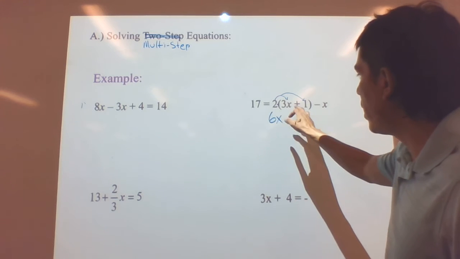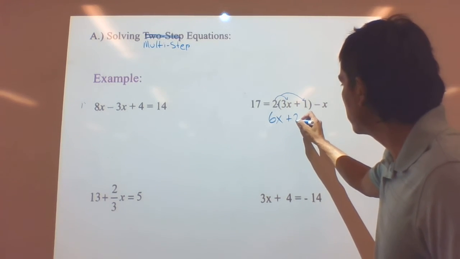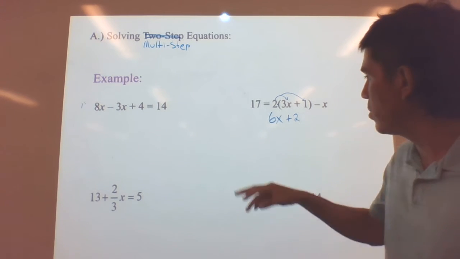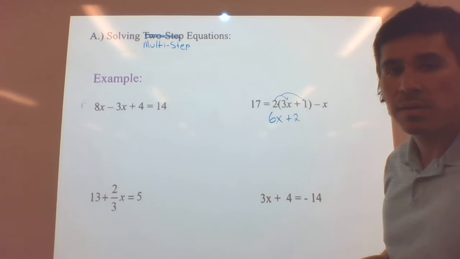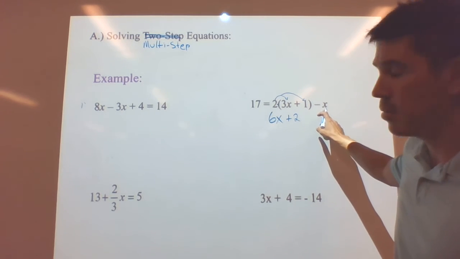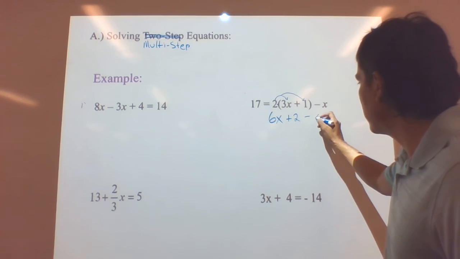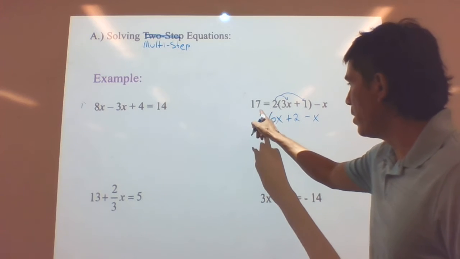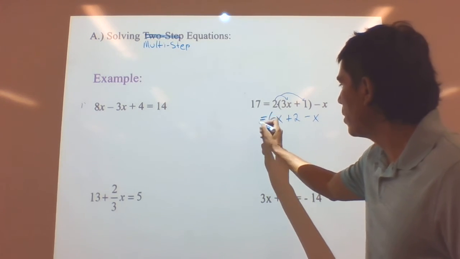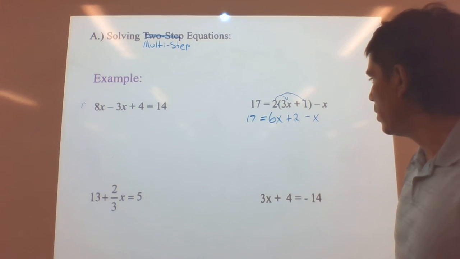Okay? 2 times 1. What is that? Anything multiplied by 1 is just itself. So 2 times 1 is just 2. Then on the outside, what's still left over? We have a minus x. Okay? And again, on this side, what do we still have? We still have the 17. So we're going to bring down the equal sign. We're going to bring down the 17. Okay? Just like that.